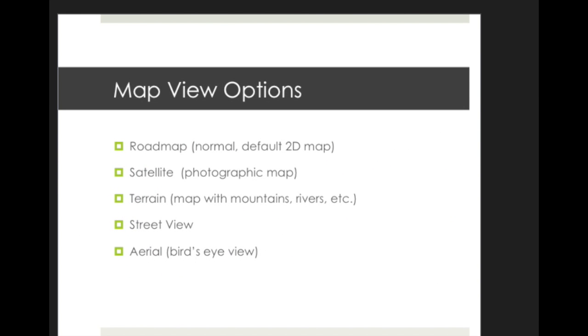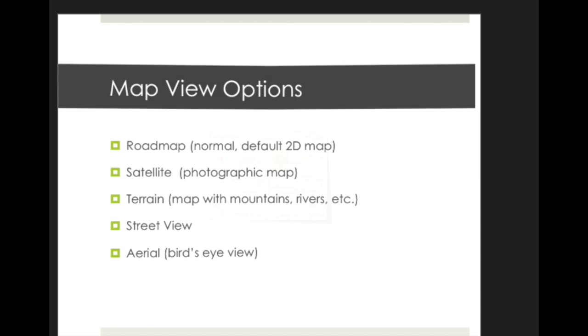Map options, these are map views. These are the basic, although there are others, which I will show you, just like a fun one that is another way to do it. This includes a road map, which is just the basic standard 2D map. And I will show you an example of each one of these following this. Then the satellite is a photographic map. Terrain is a map of the geographical features such as rivers and mountains. Street view is as if you were driving in a car. That's the view you'd see. Aerial is like a bird's eye view, which I can show you to give you a better idea.